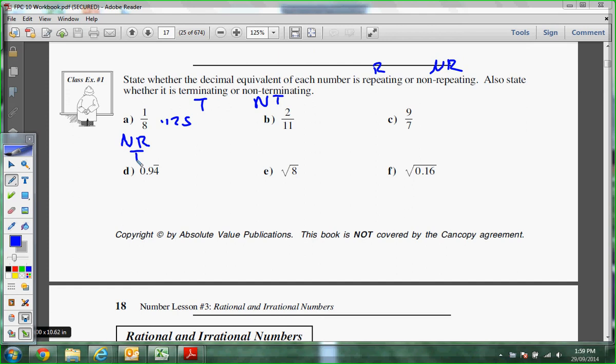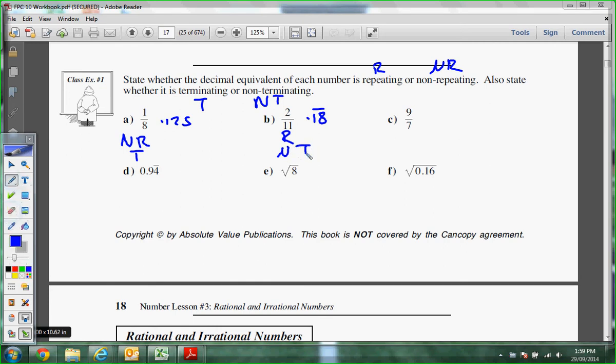So it's 0.125. Repeating, non-repeating? Non-repeating. Terminating, non-terminating? Terminates. Okay, so that makes it rational. Let's write that down. 2 over 11. What is that as a decimal? What do you got, Brandon? 0.18 repeating? Like the 8's repeating or the 1 and the 8? Both. Gotcha. 0.18 repeating. So it's repeating, and it is non-terminating. Whoops, not R, T.